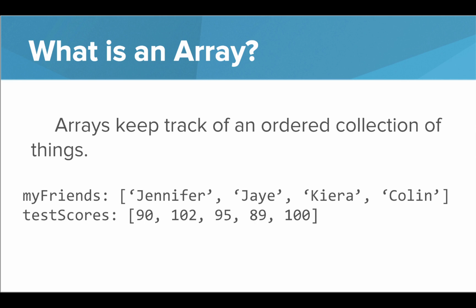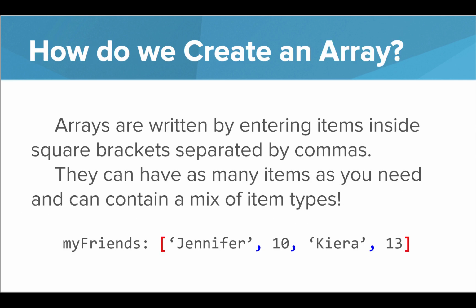So for example, if we made a new friend at lunch and wanted to add them to the My Friends list, we could do that. Or similarly, if our teacher decided to curve the 4th test we took and change our score from an 89 to a 93, that can be done as well. To write arrays, we enclose all of the items in square brackets and separate each item with a comma. One array can contain a mix of different item types, so we could have int values and strings in the same list as seen here.